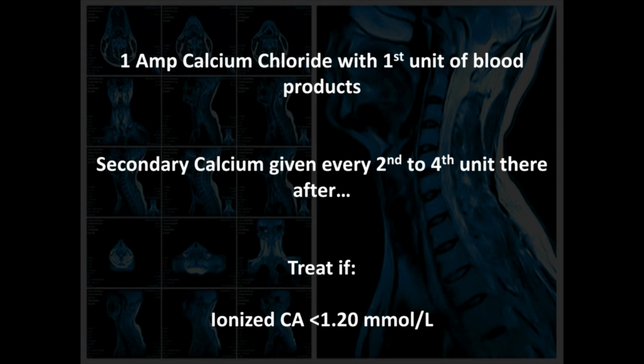Now remember, calcium chloride can cause major issues if you infiltrate. So always make sure you have a good large bore patent IV. A lot of physicians out there really push saying any calcium chloride administration needs to be through a central line, but we don't always have that capability. And so some EMS agencies have gone to calcium gluconate. If you have calcium gluconate on your rigs or your helicopters, it's 3 amps of calcium gluconate to 1 amp of calcium chloride. So you would give 3 amps of gluconate after that first unit of blood product.